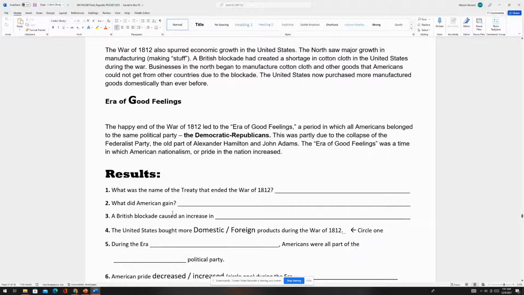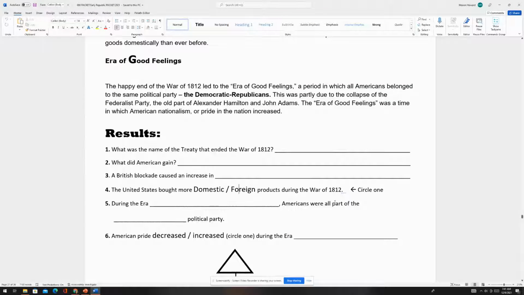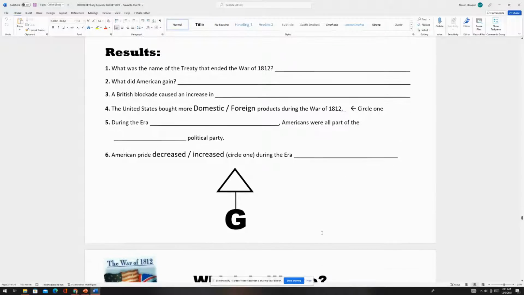What did America gain, if anything? A British blockade caused an increase in what? So blockade, blocking. The United States bought more domestic or foreign products during the War of 1812. Domestic is at home, foreign is another country. Circle one of these. During the era of blank, Americans were all part of the blank political party. American pride, did it decrease or increase during the era of good feelings?